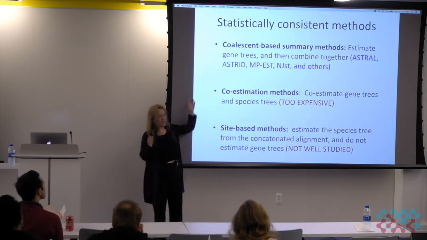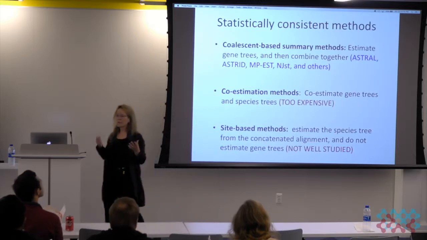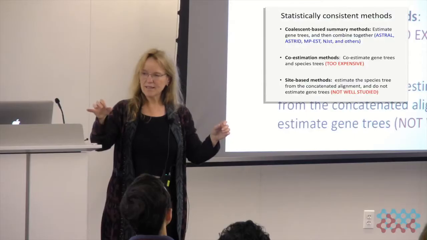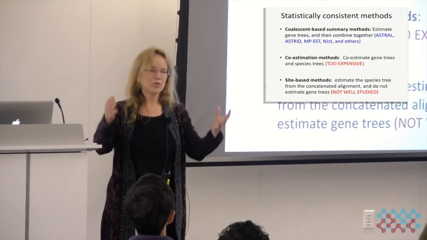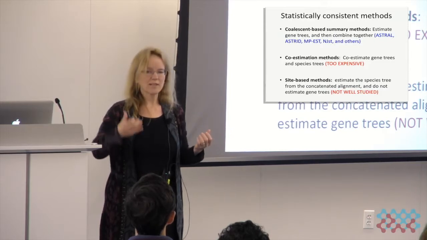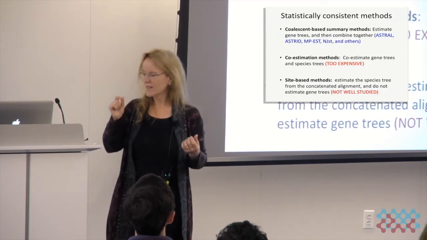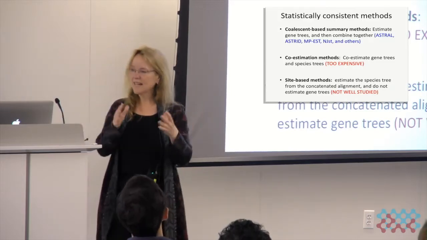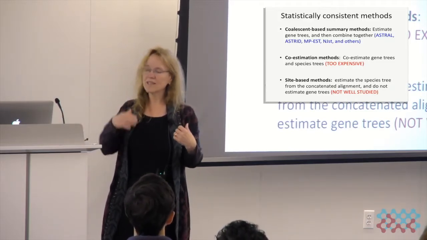And then there's this dominant approach right now, which is called summary methods, where what you do is you take the individual genes, and you have sequence data for each gene, and you infer a gene tree. And then you're using those gene trees as information about the species tree. Okay? That's the alternative dominant approach to concatenation. And again, concatenation is ignoring the heterogeneity, and it's not consistent.